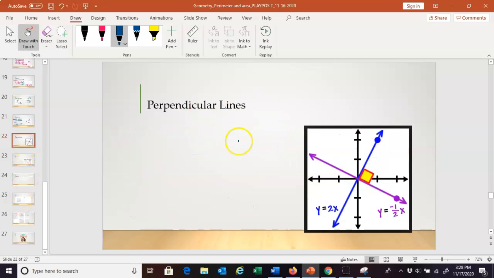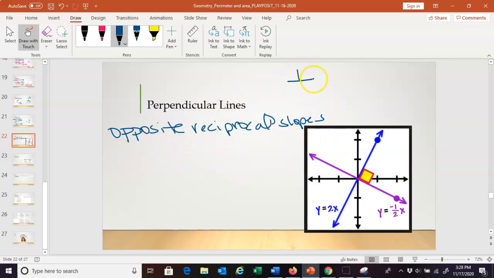Perpendicular lines are the second type of slope. These are special because they have opposite reciprocal slopes. Opposite reciprocal. So before we look at an example, I want to show you the symbol for perpendicular is that. So you might see something that says like line N is perpendicular to line L. And the only other special thing you might see is this right triangle symbol.